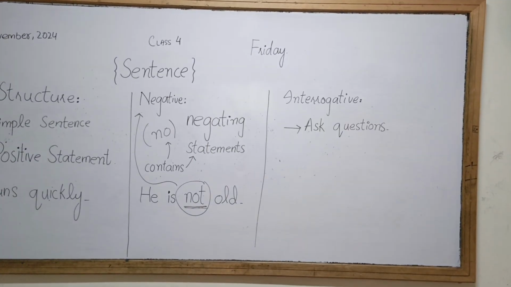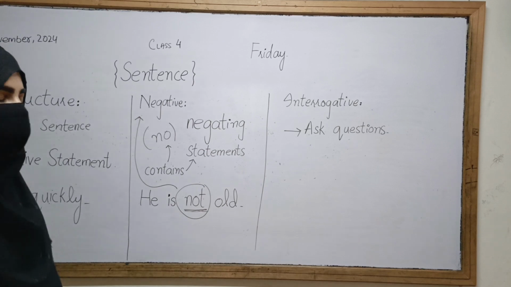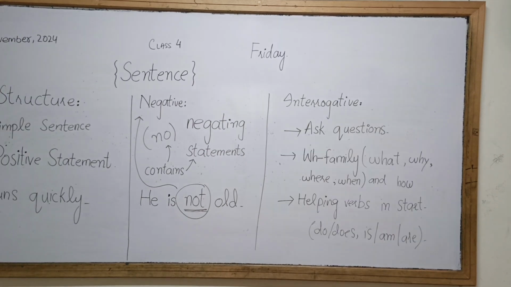And here we have our third category, and that is interrogative. Interrogative means asking questions. Now we will consider some examples. One more thing: the WH family contains what, why, where, when, and anything else starting with WH. If I am not remembering it right now, I might remember it after some time, and most of you might be knowing the other words that are part of this WH family.